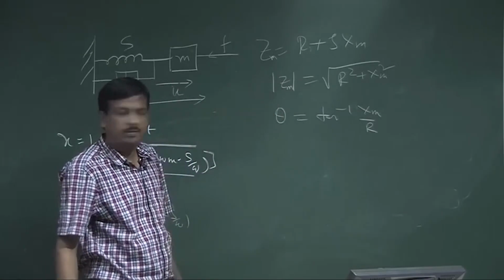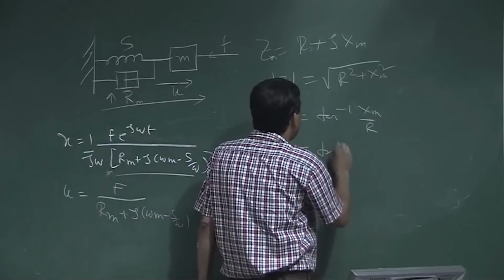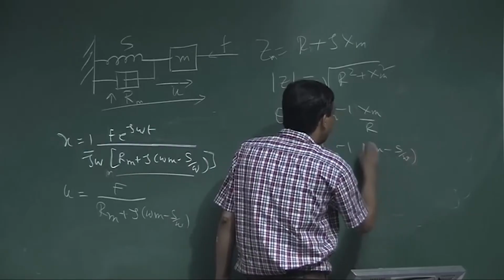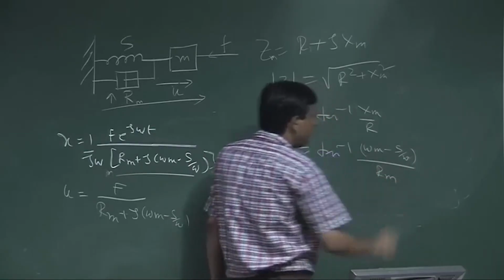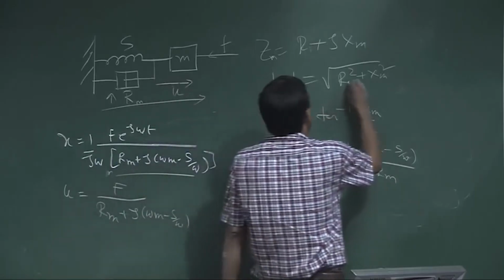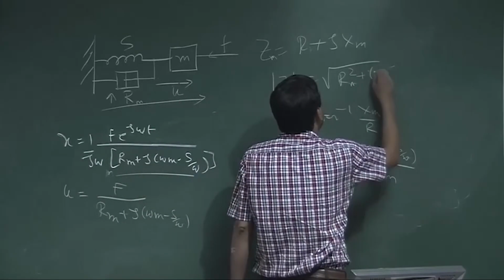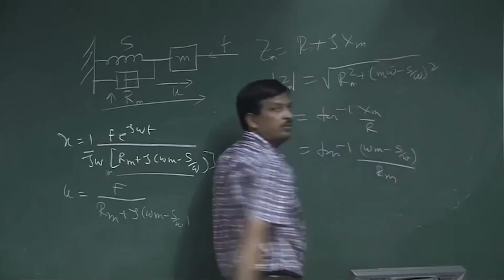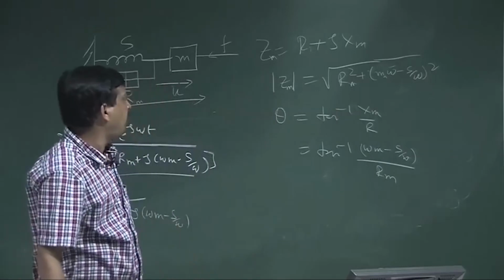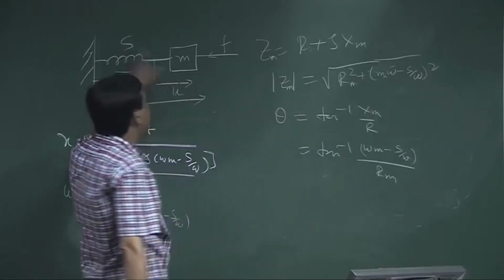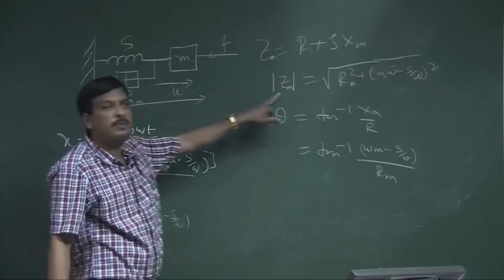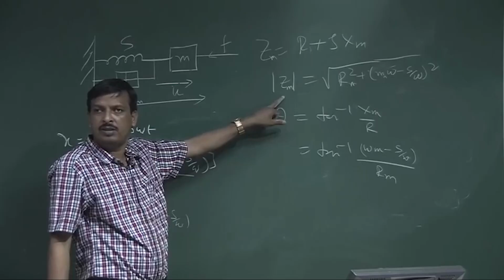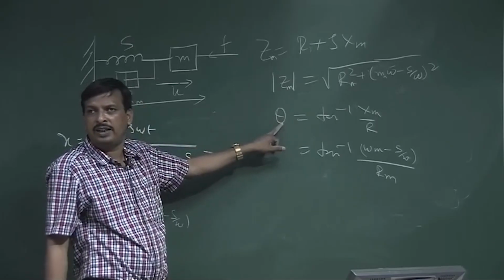R is nothing but Rm. So, it is tan inverse of (omega m minus S by omega) divided by Rm, and it is nothing but the square root of Rm square plus (m omega minus S by omega) whole square. So, if I know a mechanical system's Rm, S and m, I can find out the amplitude of the mechanical impedance. Again, I can find out the angle of the mechanical impedance.